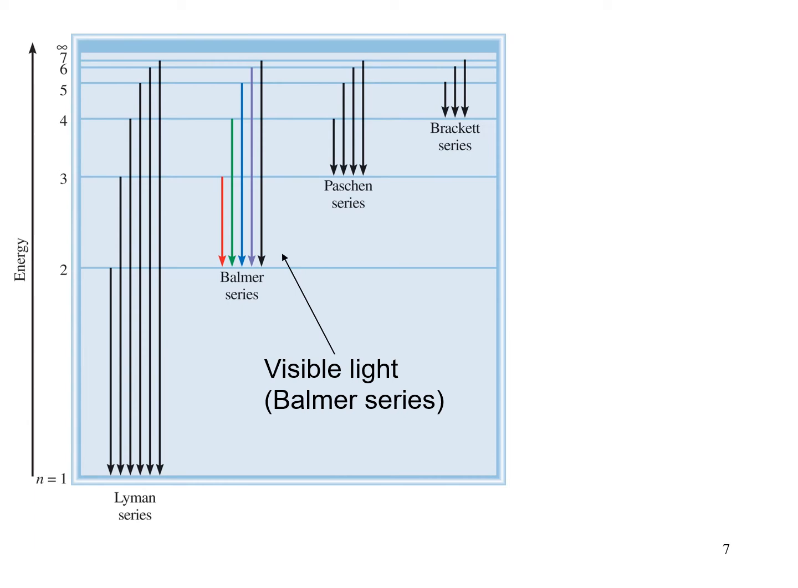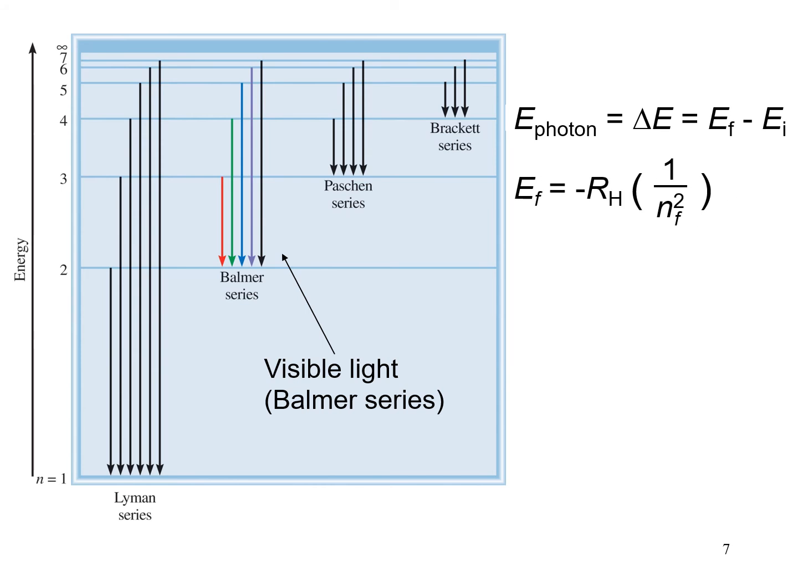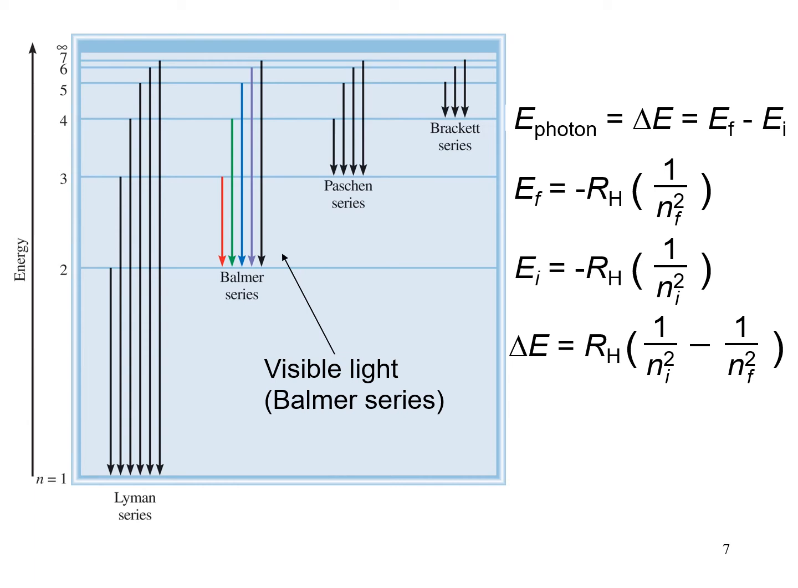But we're also going to revisit the equation that we have already talked about, which can give us the energy of the photon, the delta energy, and the relationship of energy to the Rydberg constant times 1 over the square of the energy level. Notice that we can calculate this for the energy level of the final state versus the energy level of the initial state, and consequently we can get delta E.